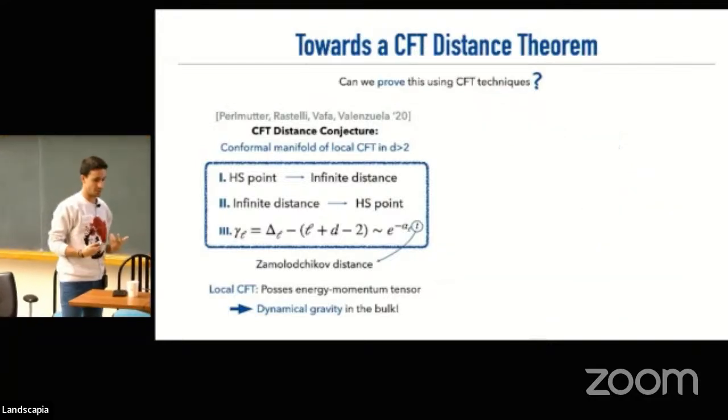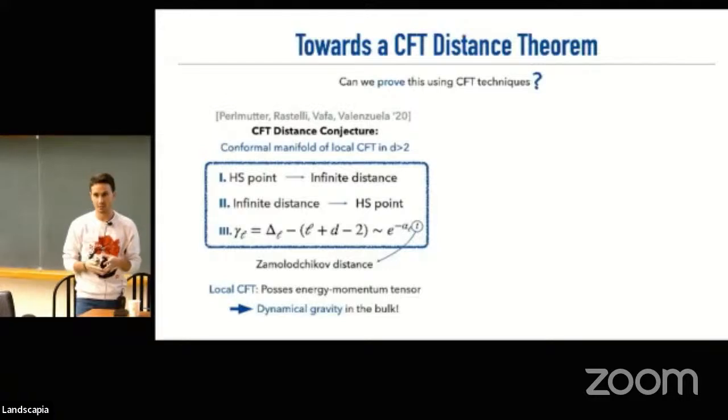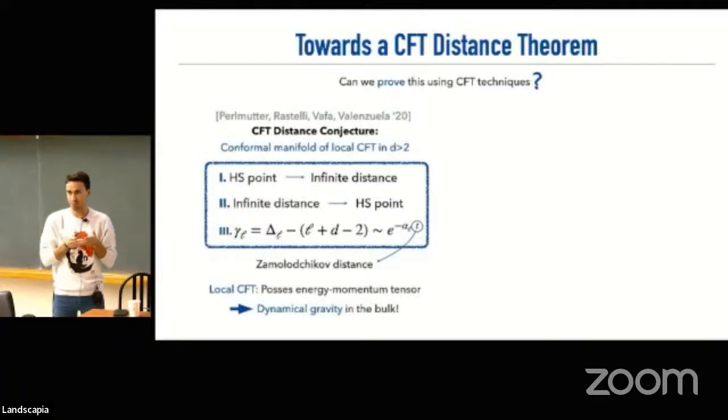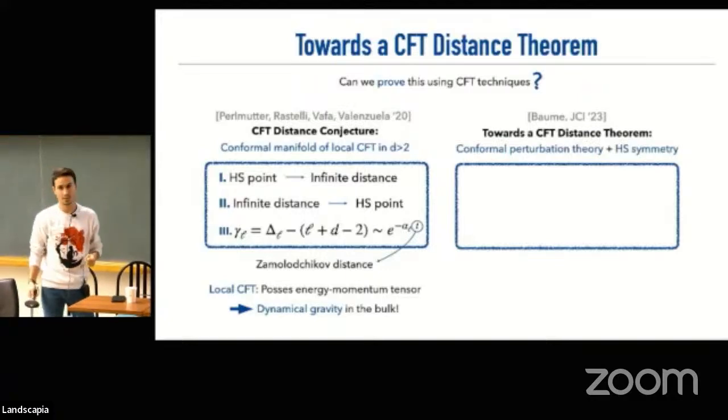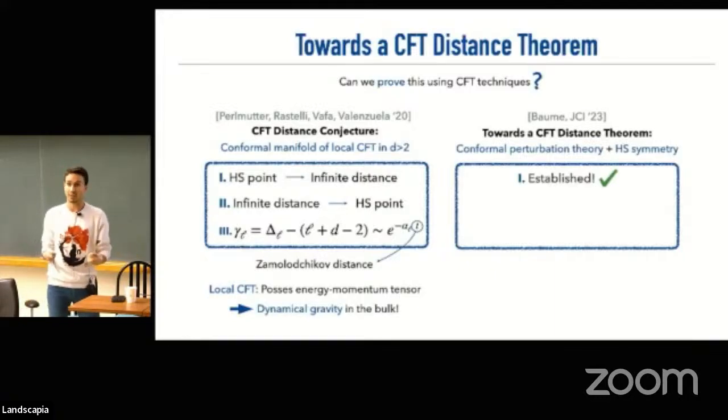Once you have this very sharp conjecture in the CFT, you can ask a very nice question, which is, can we actually prove it? Can I go to the CFT, which is a very well-defined framework? Can I put in my assumptions? Can I prove the conjecture? In fact, in this paper, we combine conformal perturbation theory with higher spin symmetry to establish the first part. So we can really prove that any higher spin point should be at infinite distance.